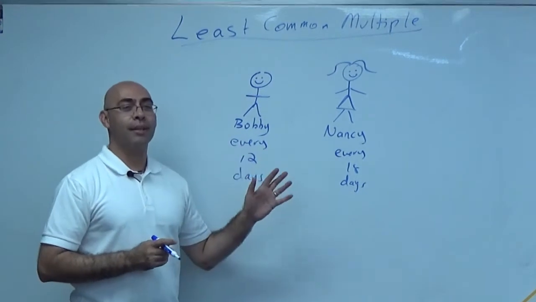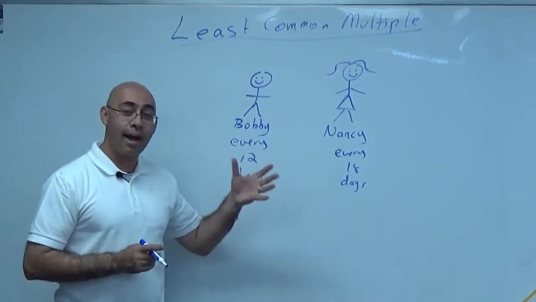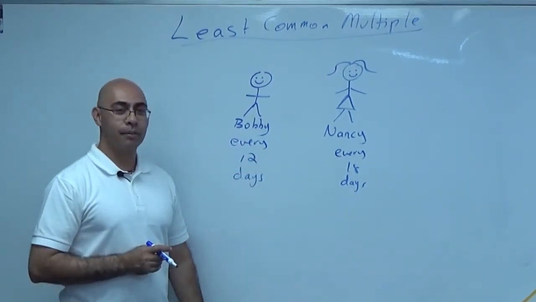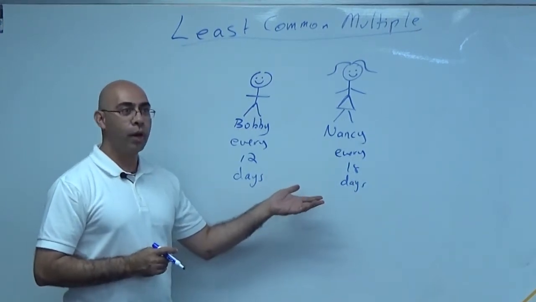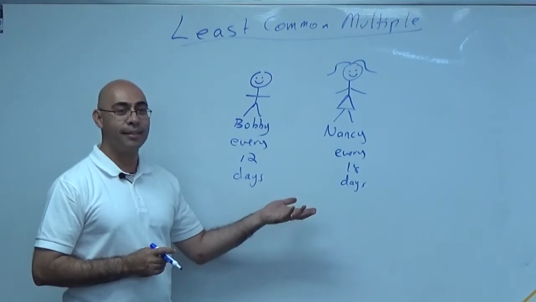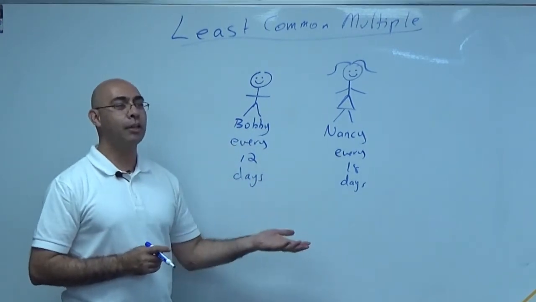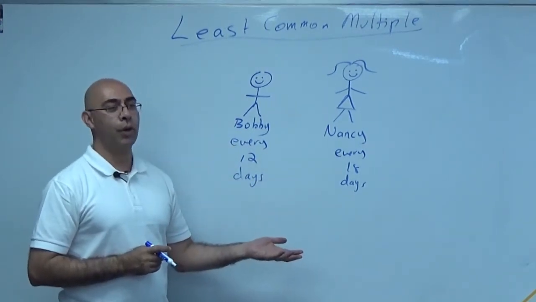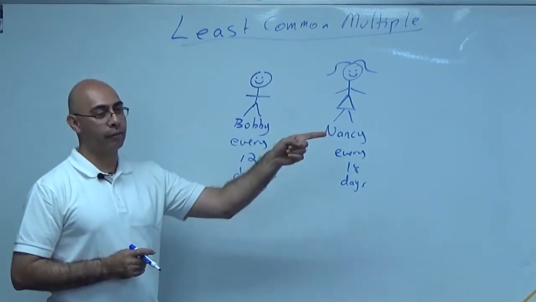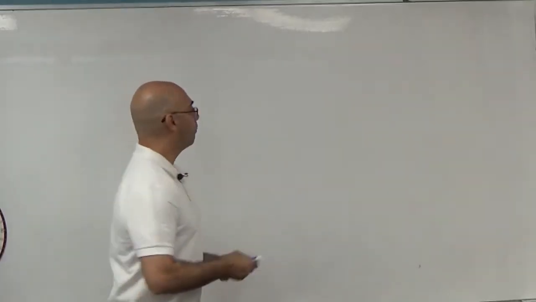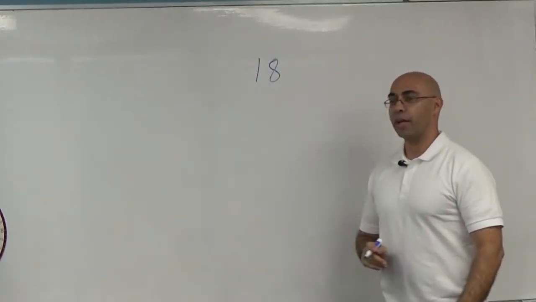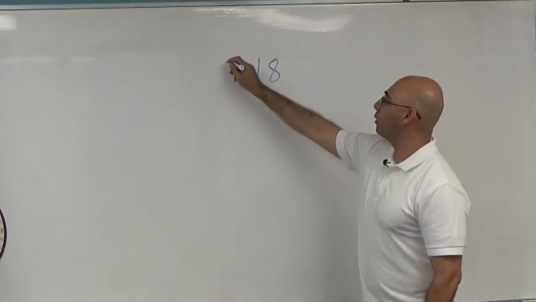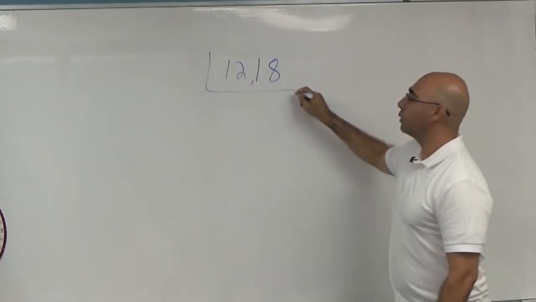Bobby's like, don't worry about it. I walk past this house every 12 days. And then Not Too Shabby Nancy says, well, that's great. I come here every 18 days. How can we figure out the next time we run into each other? Well, let me show you how. So, Bobby gets out his pencil and paper, says, you come here every 18 days. I come here every 12 days. This is what we'll do.